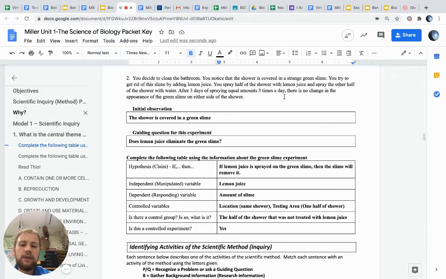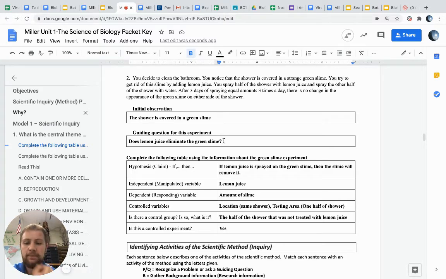All right, so our initial observation, we need to think about what our problem is. What are we observing? So I observed the shower is covered in a green slime. We don't know what the slime is. We don't really know how it got there. But the guiding question is really, how do we get rid of it? So to be more specific, we're going to ask, does lemon juice eliminate the green slime? Because that is the treatment that we've decided to use.